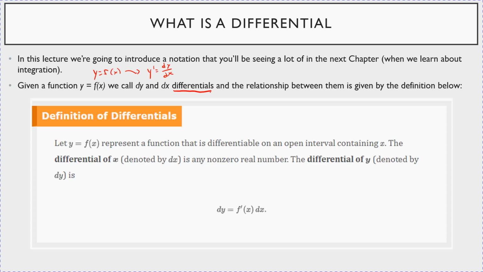If we let y equal f of x represent a function that is differentiable on an open interval containing x, the differential of x, denoted by dx, is any non-zero real number. Think of it as the change in x. Then the differential of y, denoted by dy, is equal to f prime of x dx. Think about it like this, though not exactly correct: dy dx is equal to f prime of x, just cross multiply, and that's how you get dy.